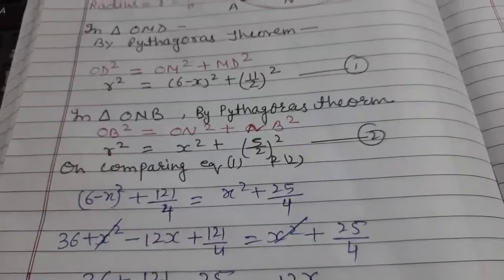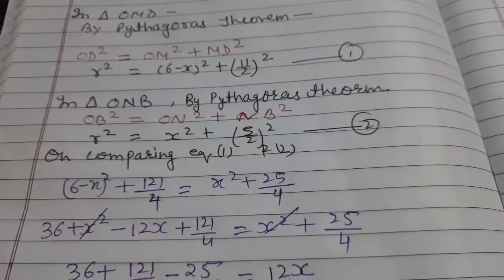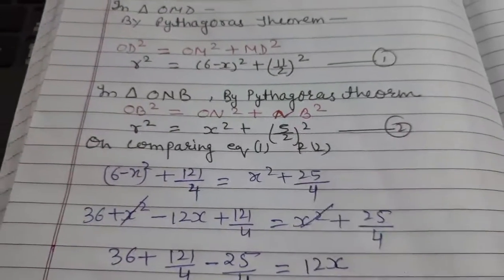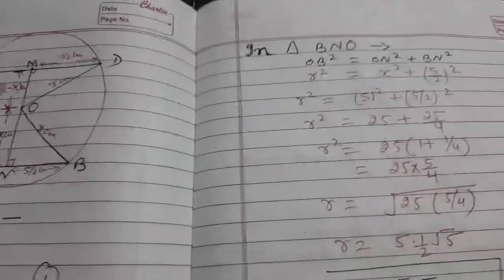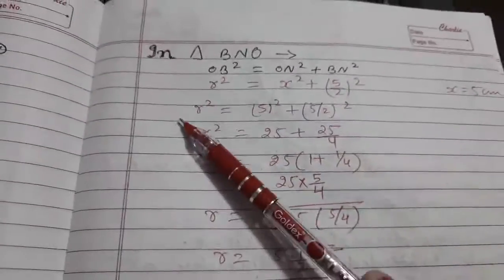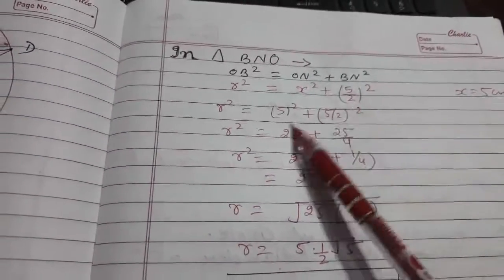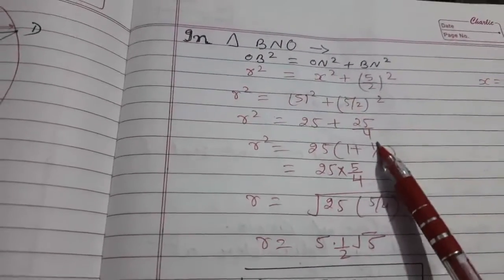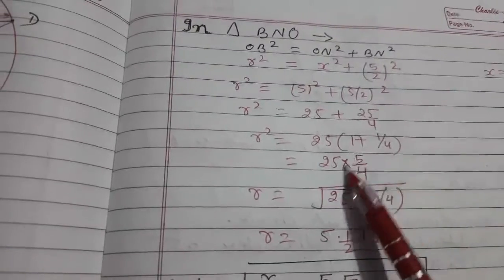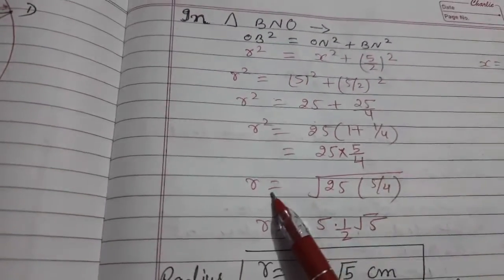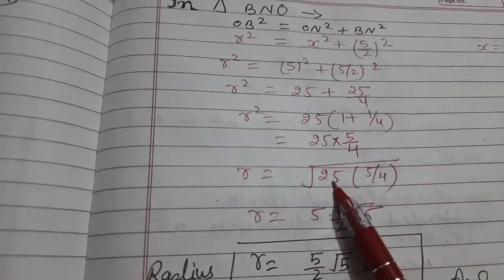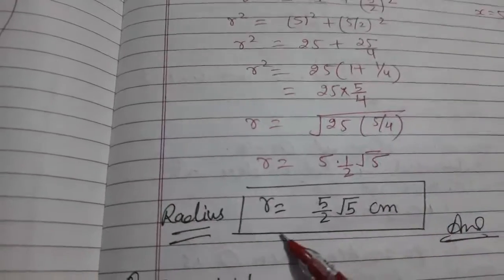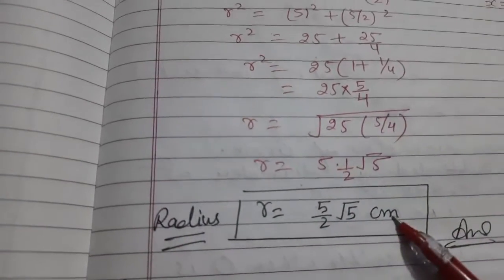Now we can put the value of X in any one of the equations. So I am putting it in equation number 2. What will be the value of R? R square is X square plus 5 upon 2 whole square. The value of X is 5, so 25 plus 25 upon 4. After taking common, 25 into 5 upon 4. Removing the square, the square root will go to this side. So 5 into 1 upon 2 root 5. Hence the radius of the circle is 5 upon 2 root 5 centimeter.